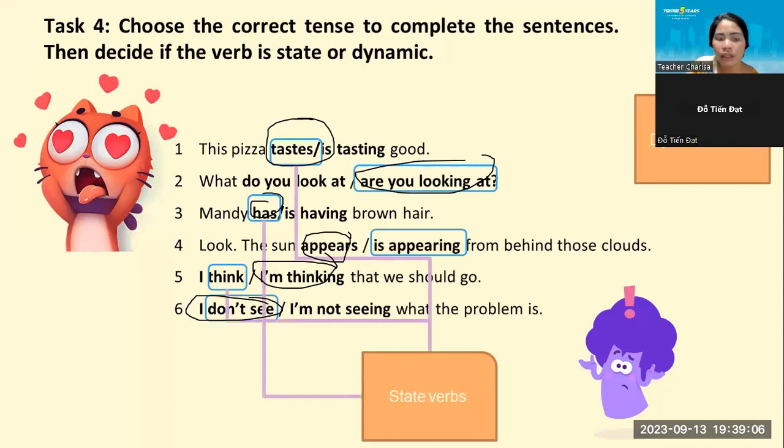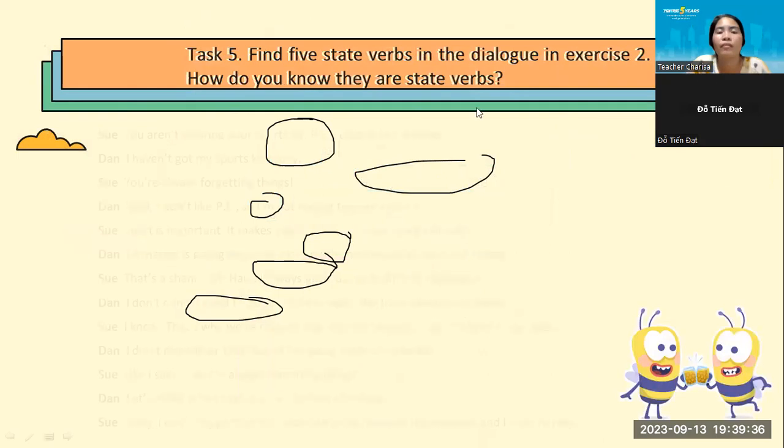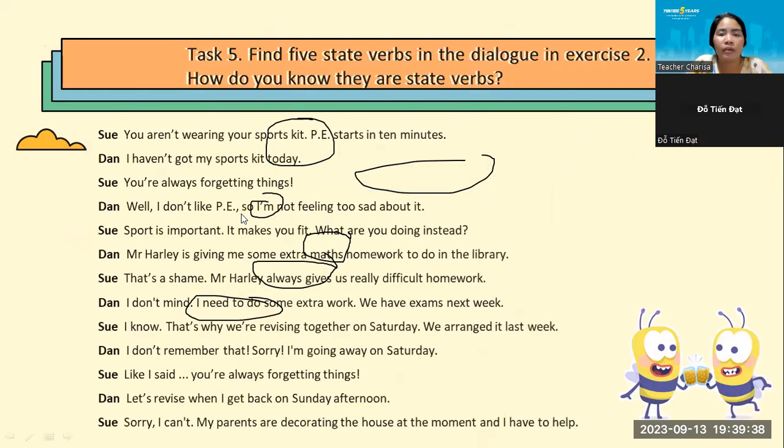So that's the state. Taste, that is a state verb. Have is a state verb. Think is a state verb, and see in "I don't see." So that's present, all right? So the dynamic verbs you can use for the present and the continuous, right? So appears. Okay, so now let's move on.